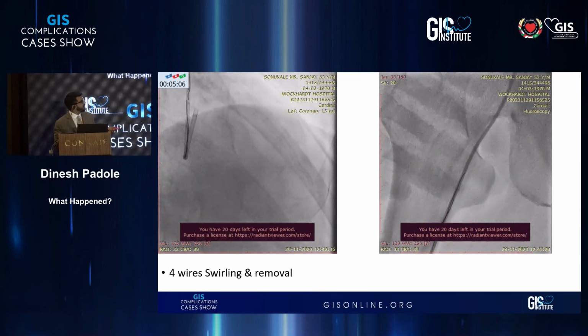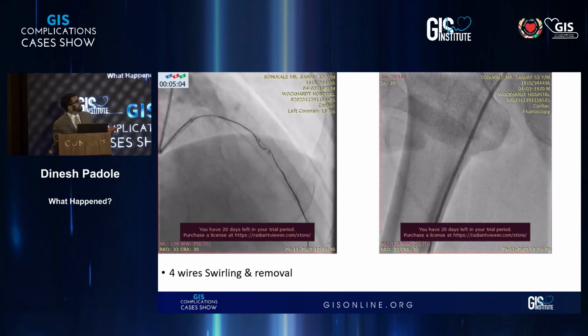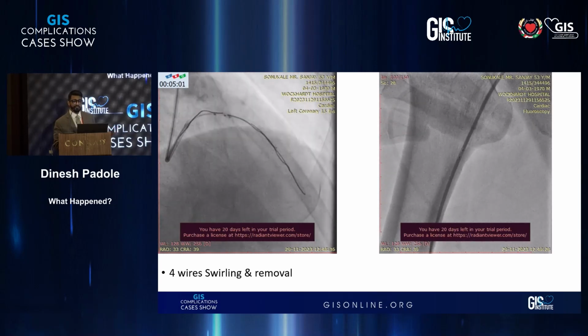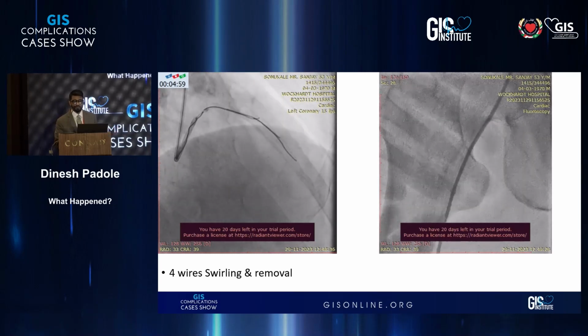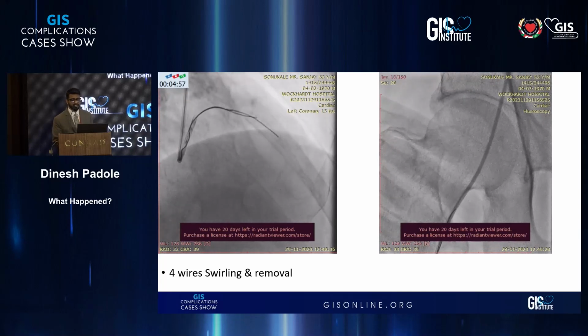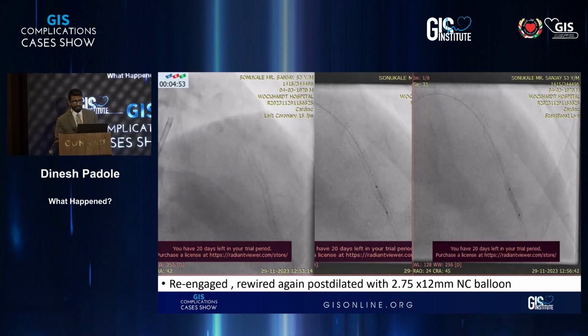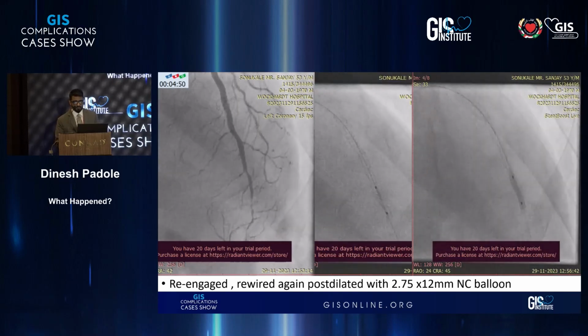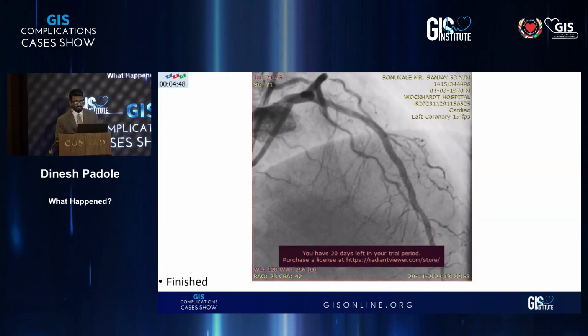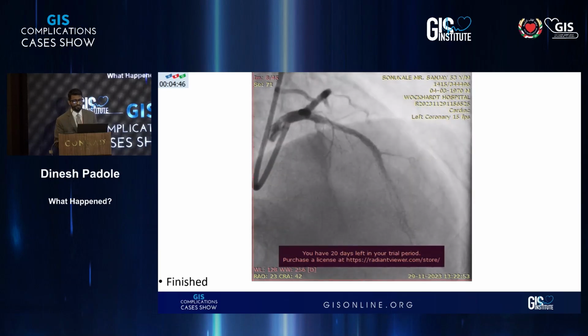But while pulling it, here, as you can see, the balloon is now inside, but the wires are out, so we had to eventually pull out the catheter and the entire assembly. So again, re-engaged, rewired, and post-dilated with a balloon again. Obtained a decent result, and finished the procedure over there.